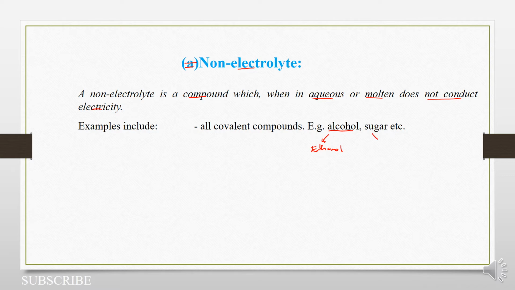Dissolve your sugar in water so that you get your sugar solution. Dip your graphite rods, attach your crocodile clips, still the bulb will not light. And that's because sugar is a non-electrolyte. It does not conduct electricity. So a non-electrolyte is a compound which, when in molten or aqueous form, will not conduct electricity.